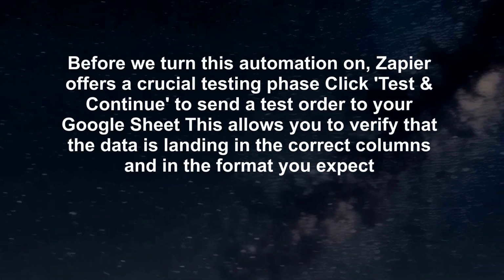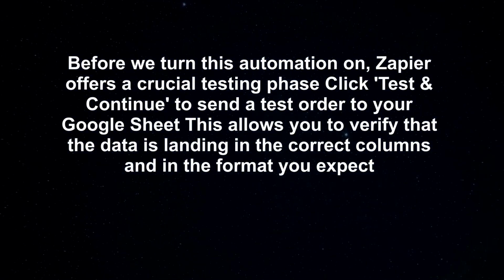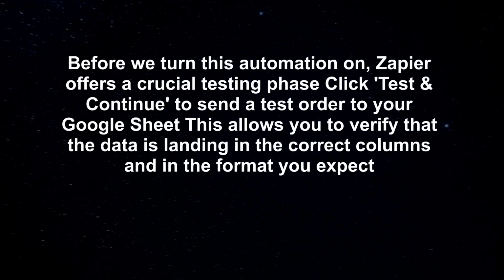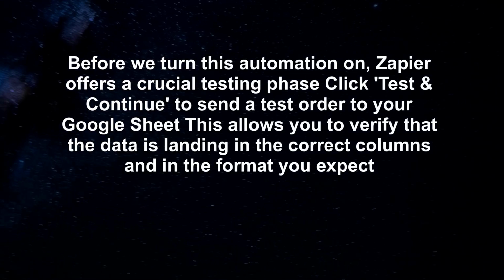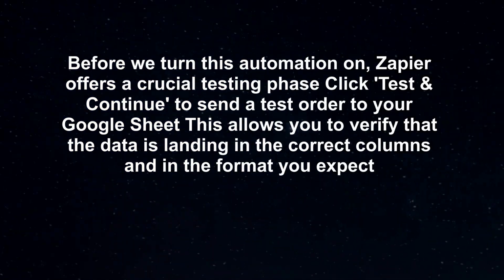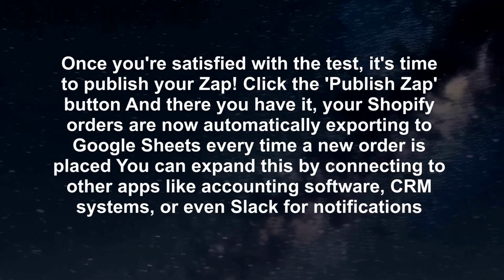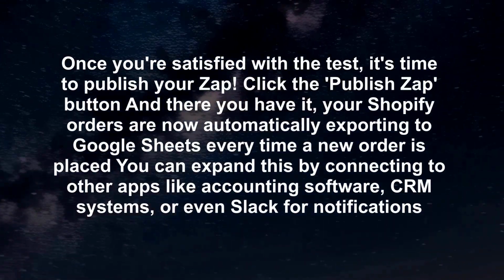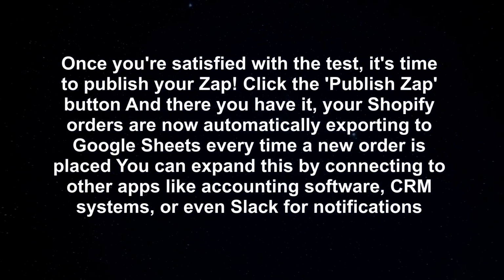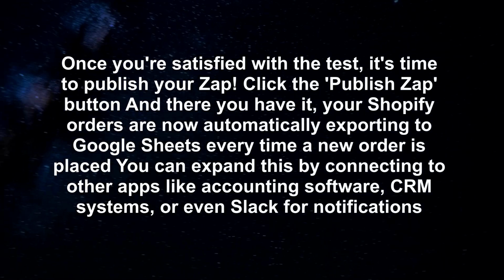Before we turn this automation on, Zapier offers a crucial testing phase. Click Test and Continue to send a test order to your Google Sheet. This allows you to verify that the data is landing in the correct columns and in the format you expect. Once you're satisfied with the test, it's time to publish your Zap. Click the Publish Zap button and there you have it. Your Shopify orders are now automatically exporting to Google Sheets.